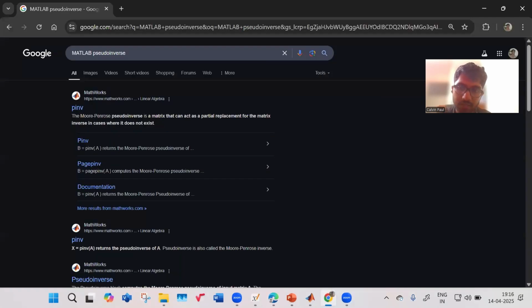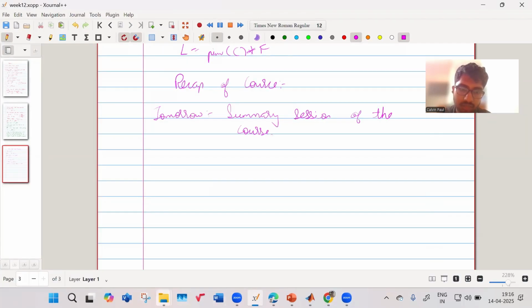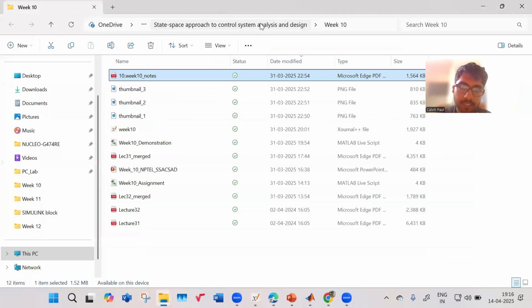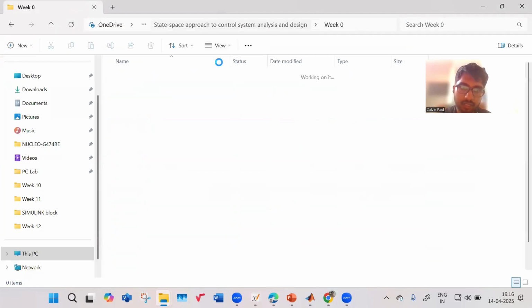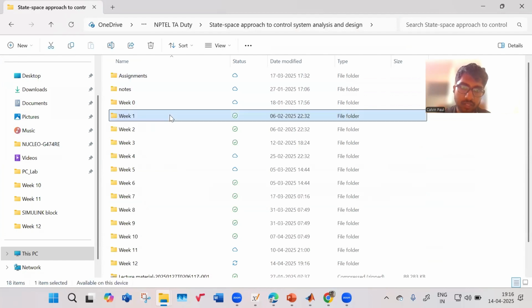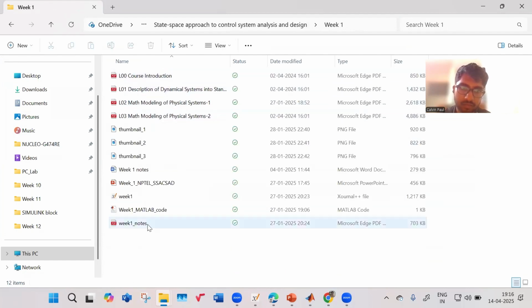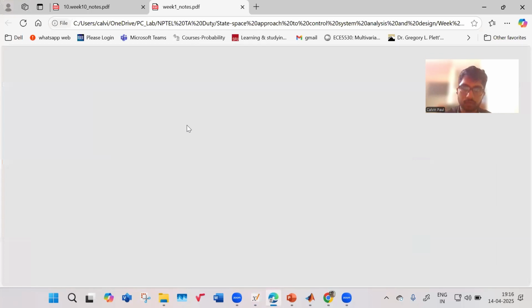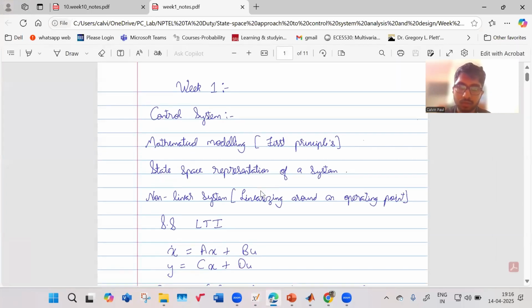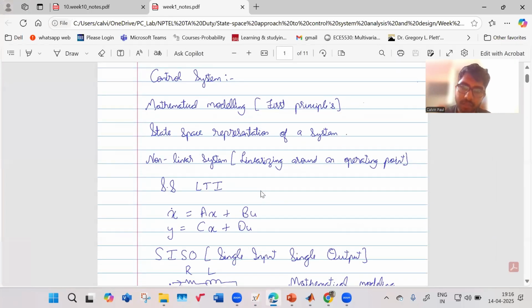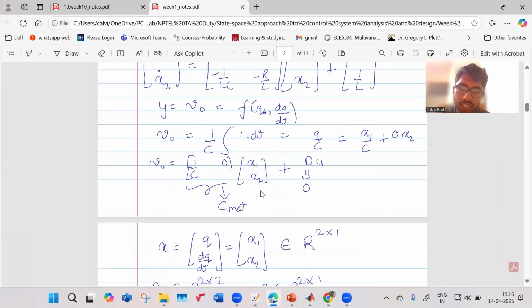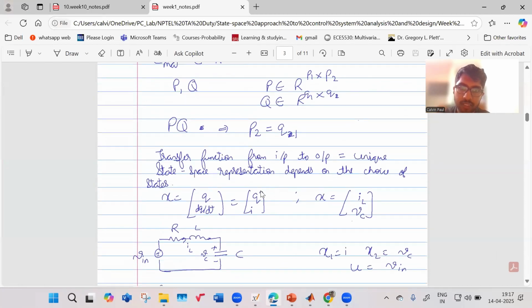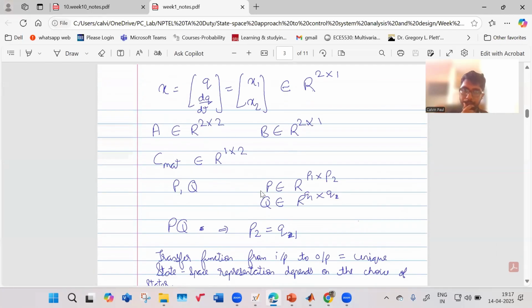I have my drive. Better to get to my folder. Let us see one by one. Week 0 we will consider. Week 1. So week 1: state-space representation of a system, nonlinear system, linearity around the operating point, SISO system, mathematical modeling has been done.